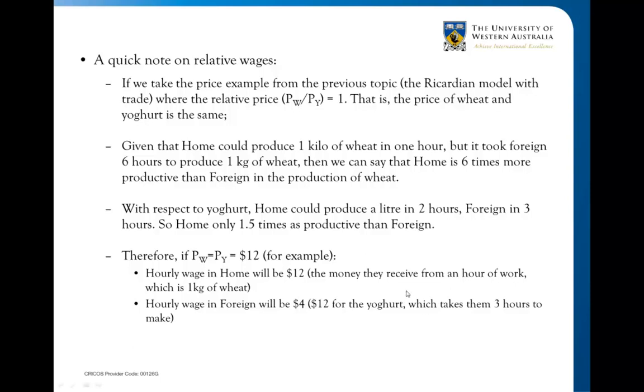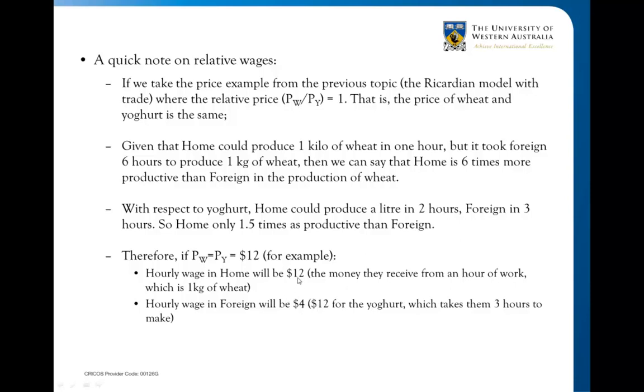So remember, if they're specialising in wheat, they sell wheat, how many hours does it take them to do it? It took them 1 hour. So their hourly rate was $12: the price of the good divided by how many hours it took them to produce it. In foreign, remember, they were specialising in yogurt, so they produced yogurt. So their hourly wage is actually going to be $4. Still $12 for the price of yogurt, but it took a person 3 hours to produce a litre of yogurt. So 12 divided by 3 is equal to 4.